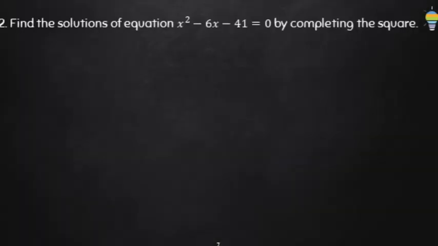Find the solutions of the equation x squared minus 6x minus 41 equals 0 by completing the square. Okay? So the value of a in the given equation is 1. So if we divide both sides of the equation by 1, we still have the original equation.